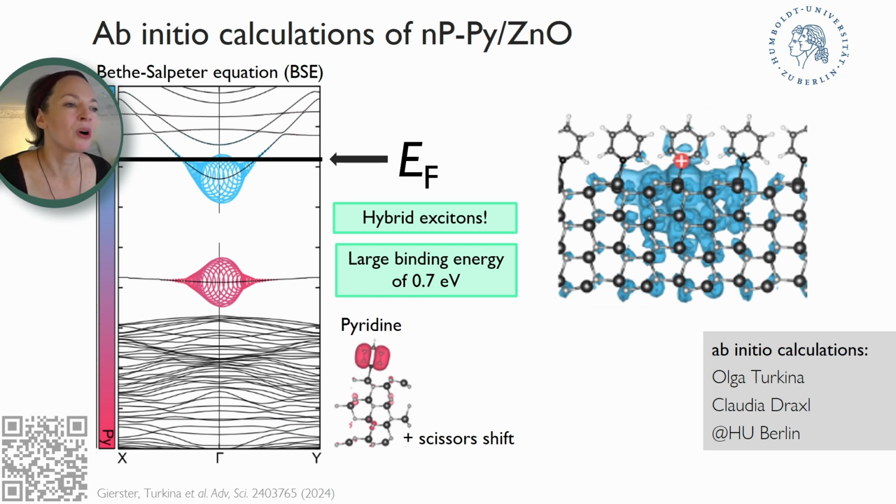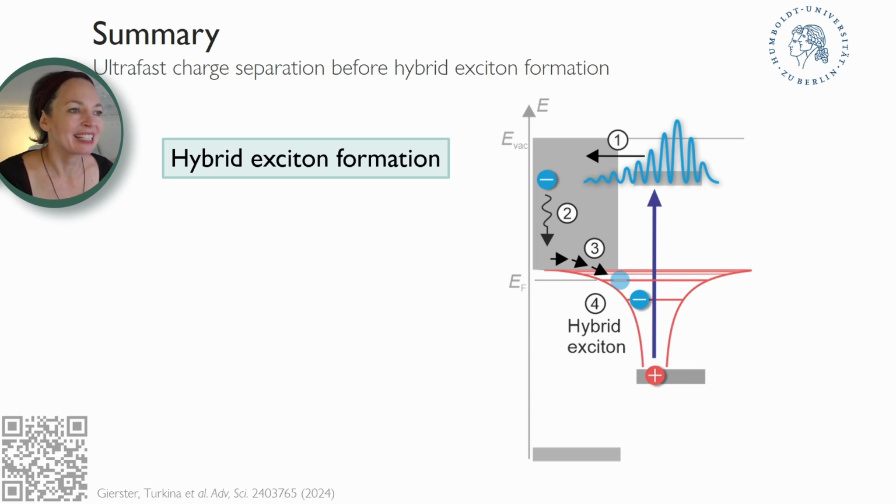Except, of course, for the holes that we have created by the photoexcitation, so that the only decay channel is really the electron-hole recombination, and microsecond electron-hole recombination times do make sense for organic molecules. So, in summary, we observe hybrid exciton formation at an organic zinc oxide interface, and it happens after ultrafast charge transfer into the zinc oxide and relaxation to the conduction band of zinc oxide.